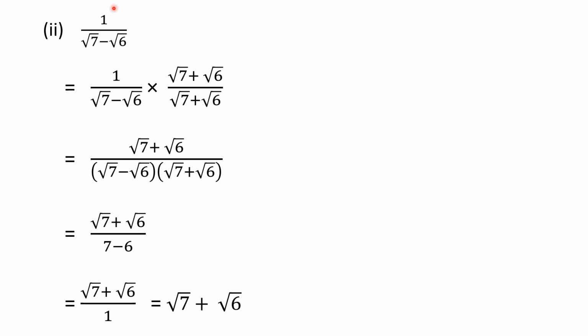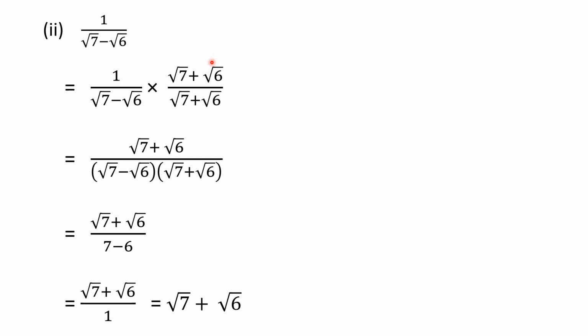1 by root 7 minus root 6. So 1 by root 7 minus root 6. I take the conjugate. I multiply it above and below. What is the conjugate? Plus root 7, plus root 6, right? So when it was minus, I take the opposite sign. So I get the conjugate. So root 7 plus root 6 is the conjugate. So I multiply it above and below.